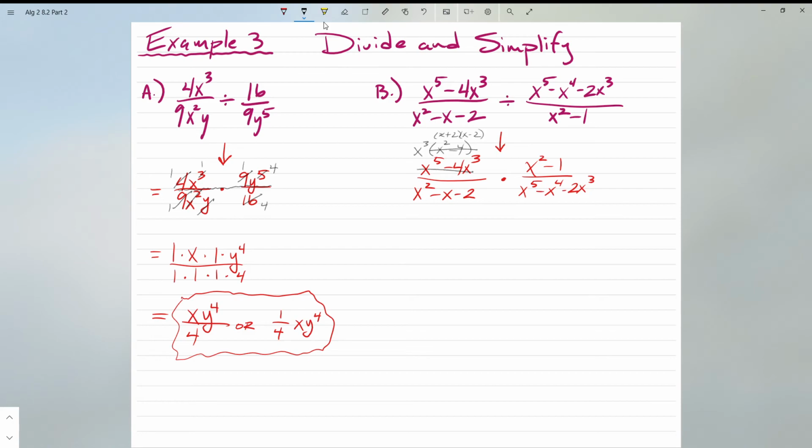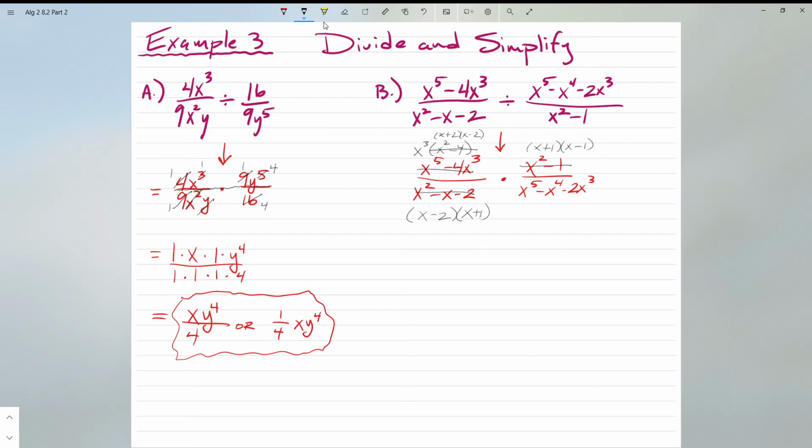My denominator, I have x squared minus x minus 2. That can be factored as x minus 2, x plus 1, because then these would multiply to negative 2, add to negative 1. X squared minus 1 factors into x plus 1, x minus 1, because that's a difference of squares.